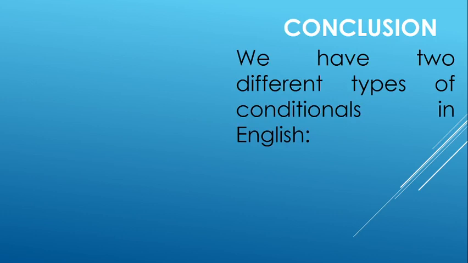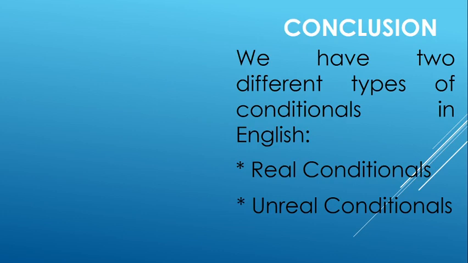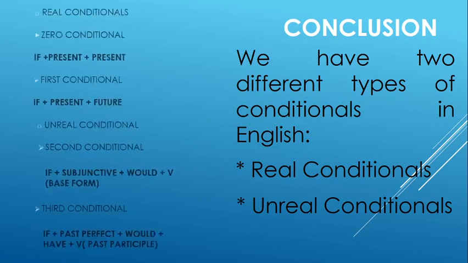Now let's see a short conclusion, a summary of this lesson. We said that in English we have two different types of conditionals: real conditionals and unreal conditionals. We said that the real conditionals, which are the zero and the first conditionals, refer to real situations that are true. And the second conditional and the third conditional belong to the unreal conditionals, and they refer to situations that are not true. And we are talking about hypothetical situations.